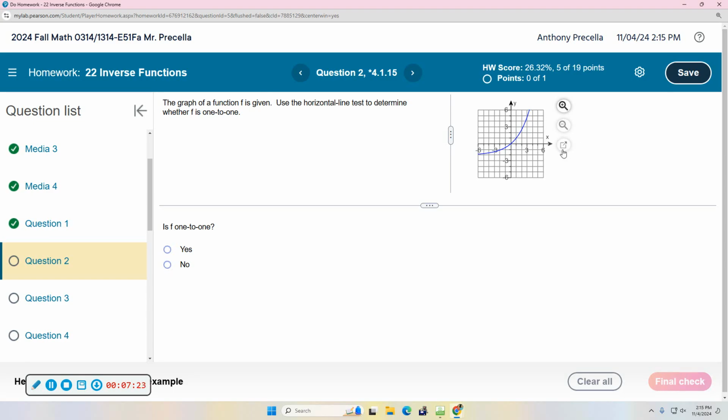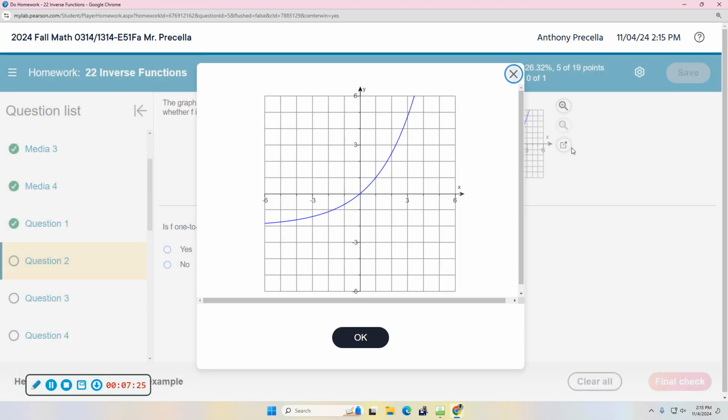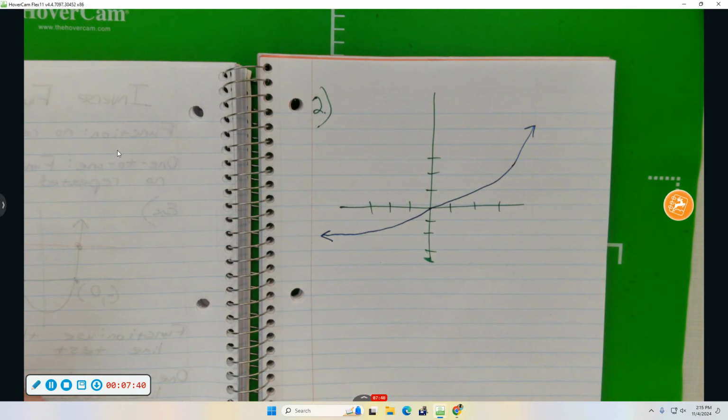And let me make sure I got this. It's going through the origin. It's going up slowly. It's going down slowly. Continues going down. Let's look at my picture. It is continuing to decrease very slowly. It is not going to turn around. If it were going to turn around, they would have had to show that in the picture.